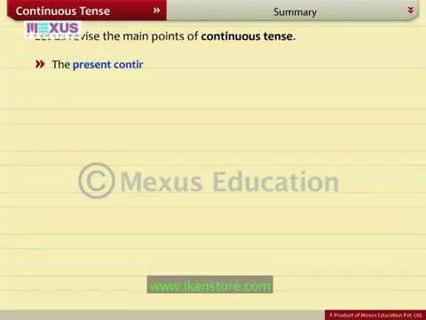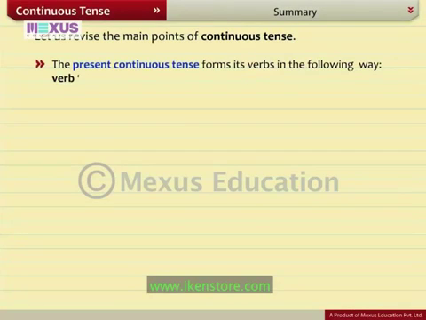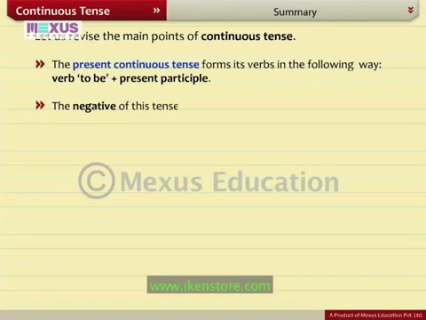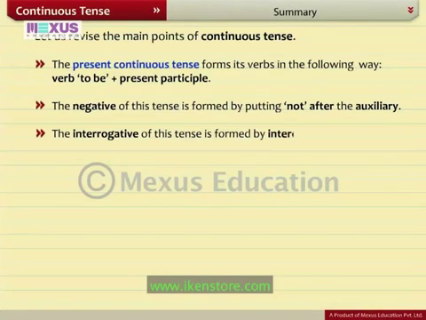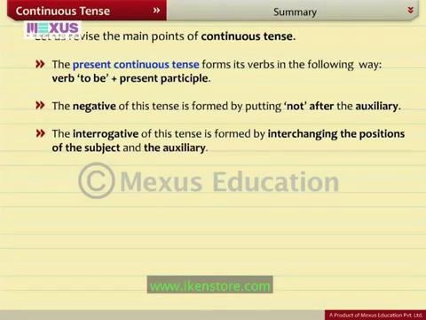The present continuous tense forms its verbs in the following way: verb to be plus present participle. The negative of this tense is formed by putting not after the auxiliary. The interrogative of this tense is formed by interchanging the positions of the subject and the auxiliary.